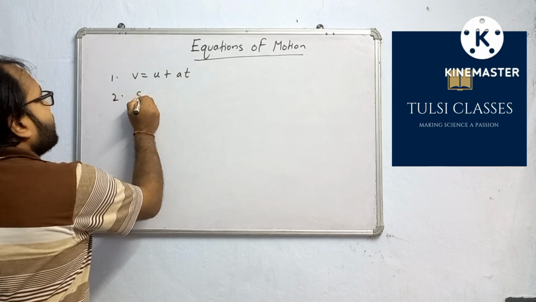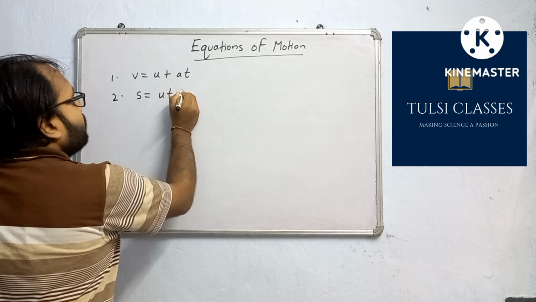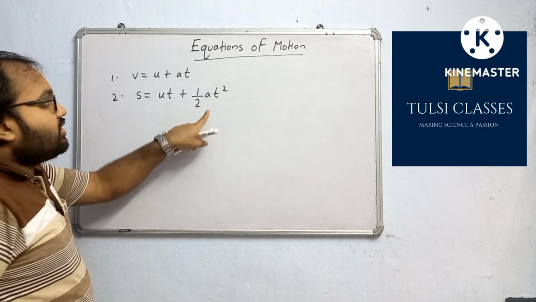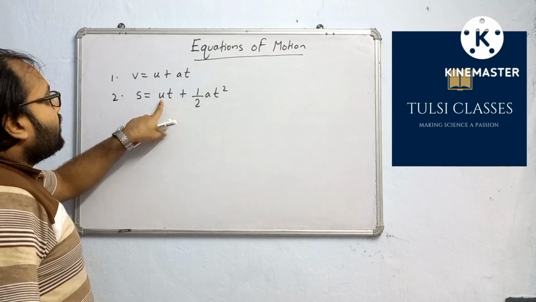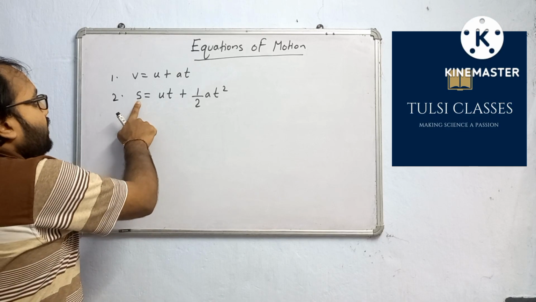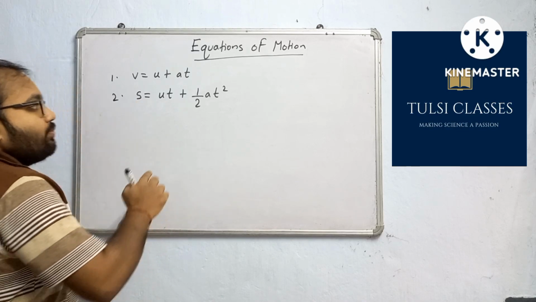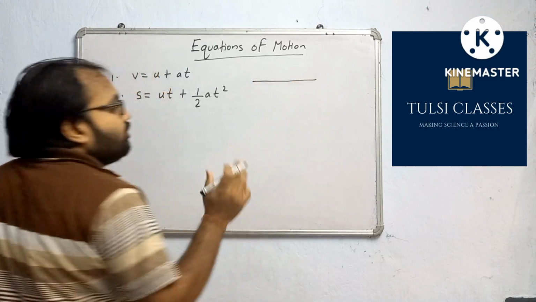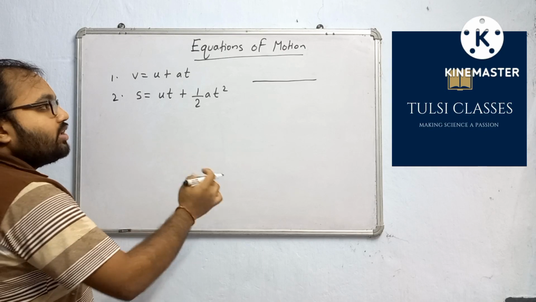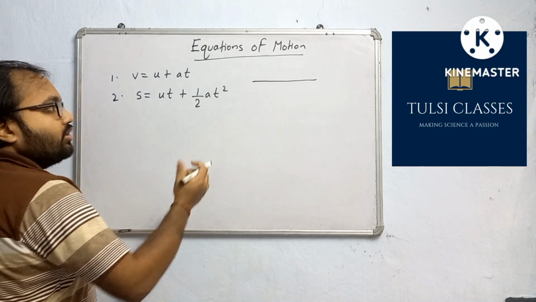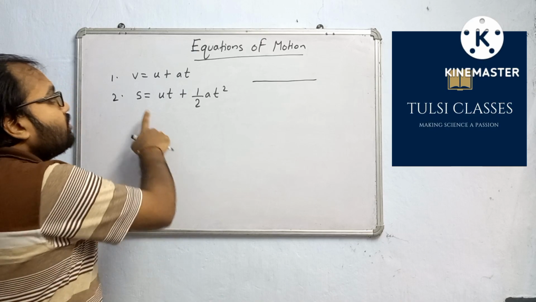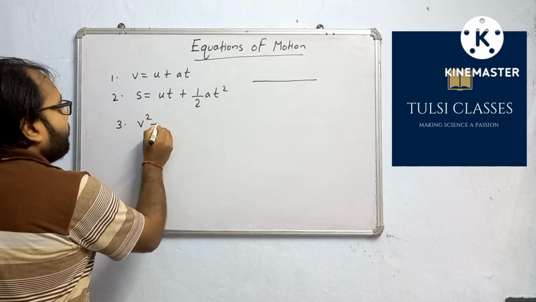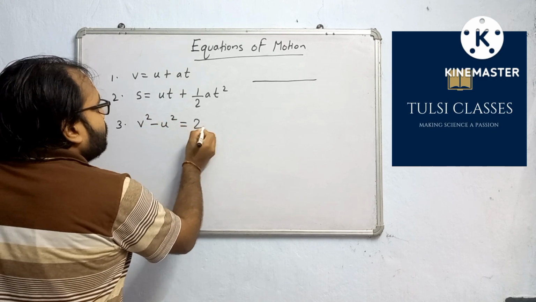Second equation says s = ut + (1/2)at². Again t represents time, a is acceleration of the object, u is the initial velocity, and s, remember here s is the displacement. It is counted as distance when the motion is in a straight line and the object does not return back. That means the object is not changing its direction of motion, then s will be equal to distance. Otherwise s represents displacement.